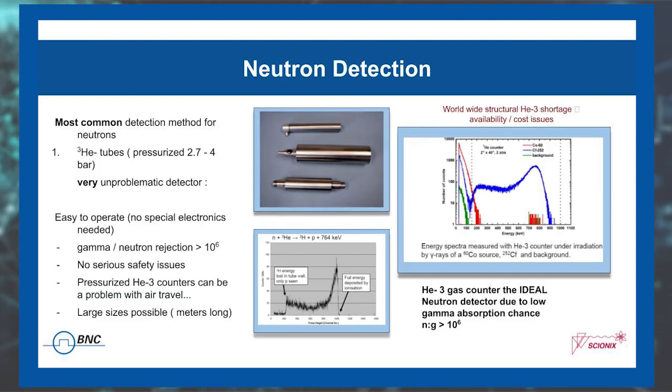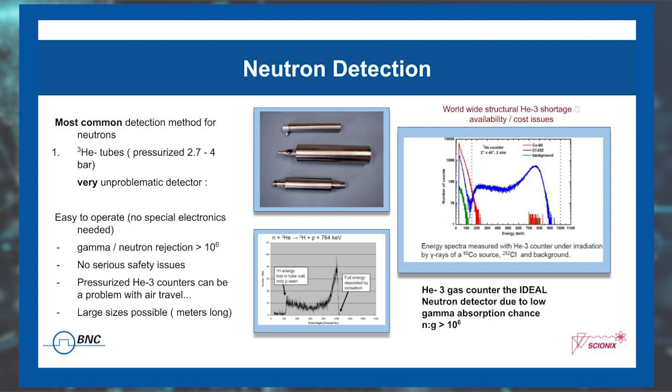The most common neutron detector, as everybody heard about it, is a helium-3 counter. Helium-3 tubes, pressurized up to 3 to 4 bars, are a very unproblematic gas counter. It's easy to operate. There are no special electronics needed, except high voltage, of course. It has a very good neutron gamma rejection factor. There are no serious safety issues, except that it's a pressurized tube, so you have to be careful when taking this on airplanes.